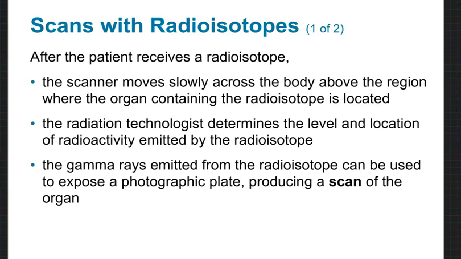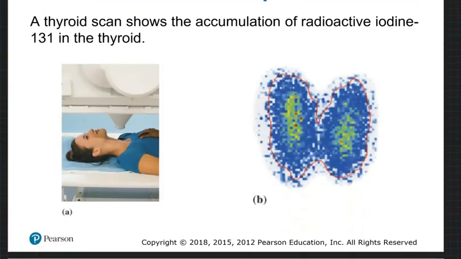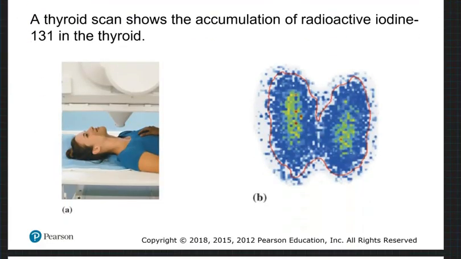Scanning. If it's a specific isotope, it usually targets a particular organ. So the scanner detects the gamma or beta radiation and will produce the scan. Nobody uses photographic plates anymore. I don't know if you ever actually encountered those. Everything goes on special screens, or even imaging machines that immediately convert it into an image on the screen, so there's no paper trail. This is a thyroid scan using iodine-131.